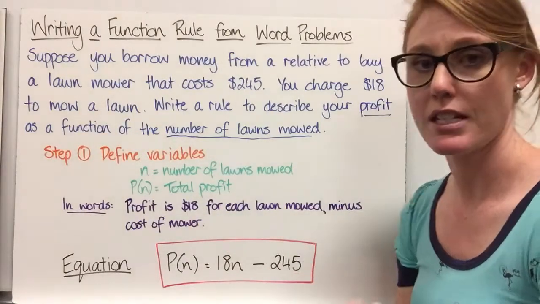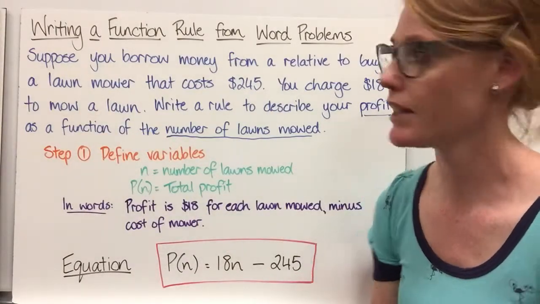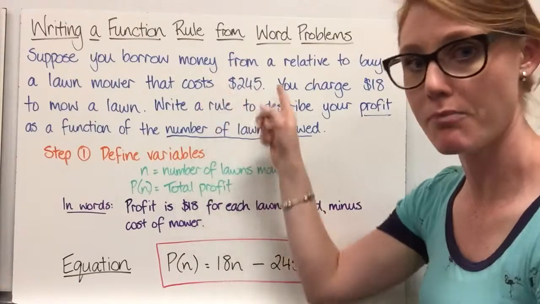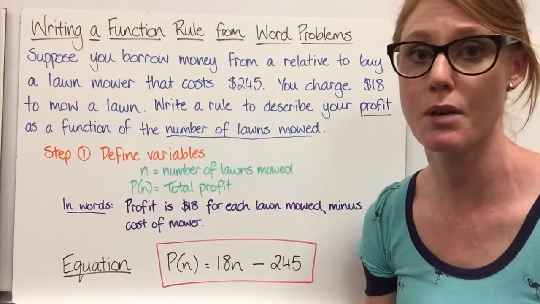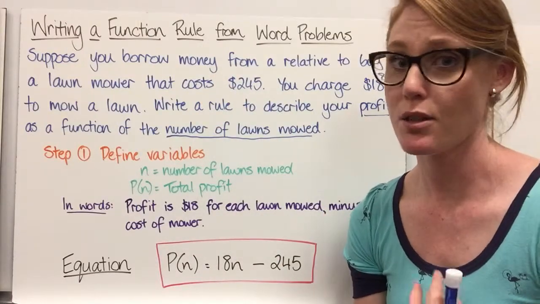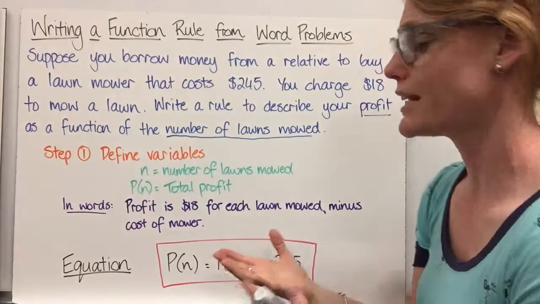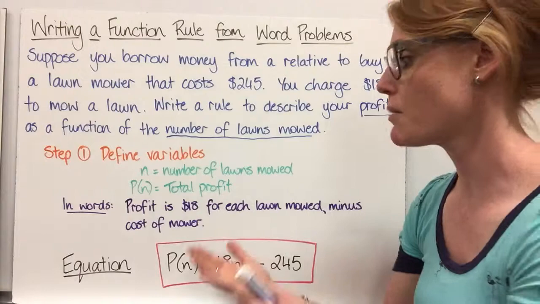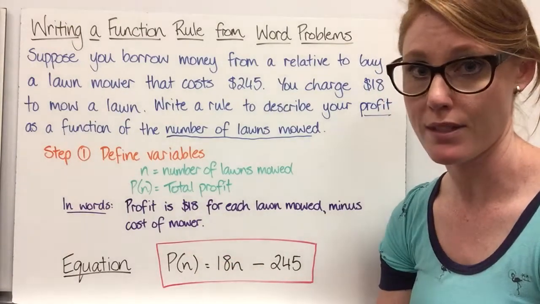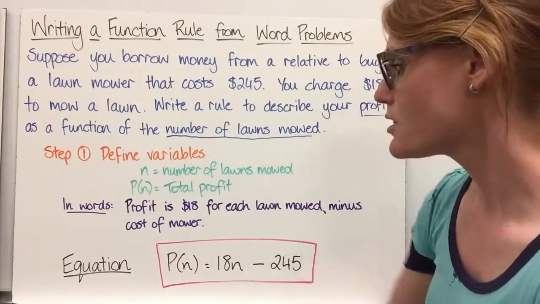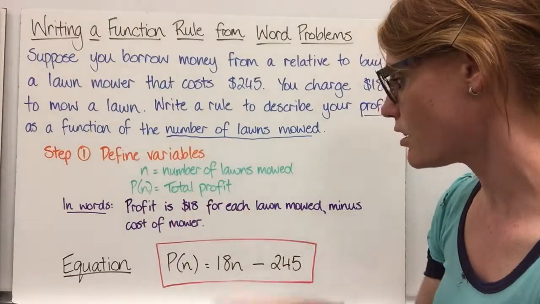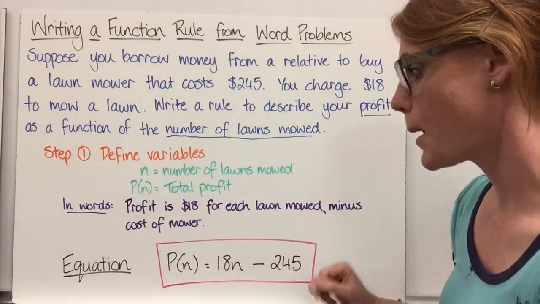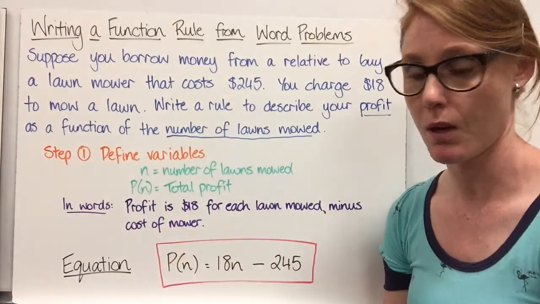But the other thing that I need to consider in writing my function rule is that I've borrowed some money. I've borrowed $245, which I'm going to need to pay back. So that doesn't count towards my profit. So what I need to do is subtract $245 from the money that I make from mowing the lawns at $18 each. So my profit is $18 for each lawn mowed minus the cost of the mower.